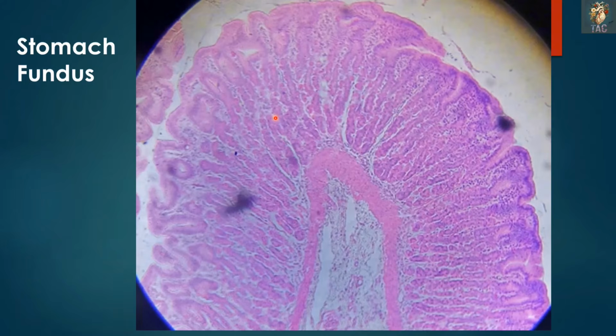Another slide for the fundus of the stomach. Here, from this point to this point is the thickness of the mucosa. This one is the muscularis mucosae, and beneath it is the submucosa. These cells are lined by simple columnar epithelium with a large number of mucous acini, and in the depth you can see the parietal cells as well. The depth of the pits is very short, nearly 1/4 of the total depth of the mucosa. So this is again the fundus of the stomach.